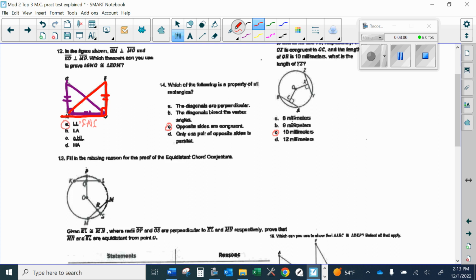Okay. Which of the following is a property of all rectangles? Opposite sides are congruent. It's true for all rectangles.